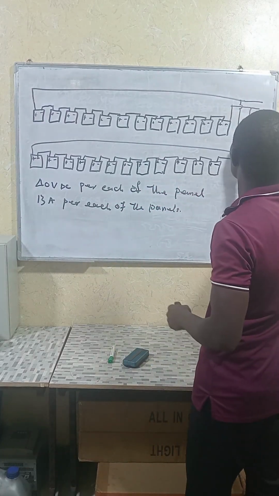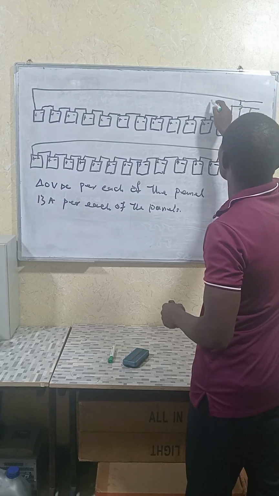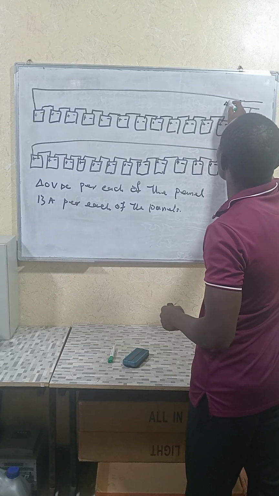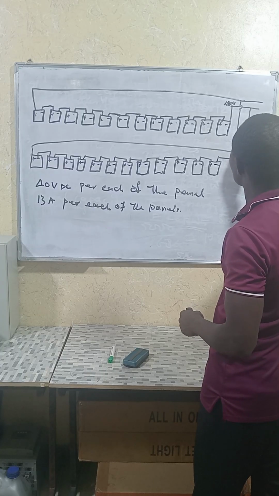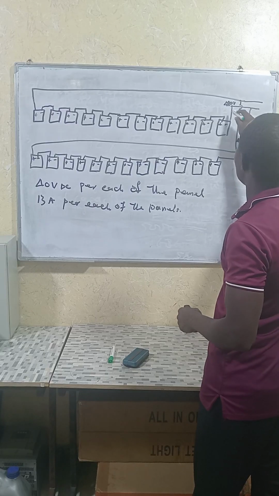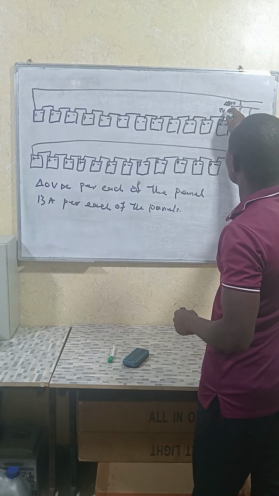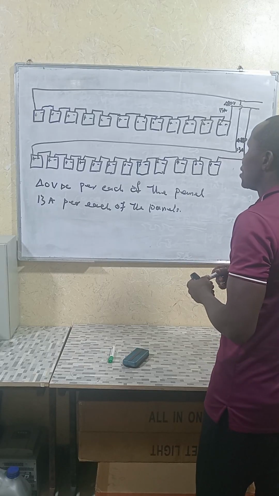So here we have 480 volts, and here we have 480 volts. And the amps remains 13 amps here, and the amps here remain 13 amps, because in series connection, the amps remains the same.